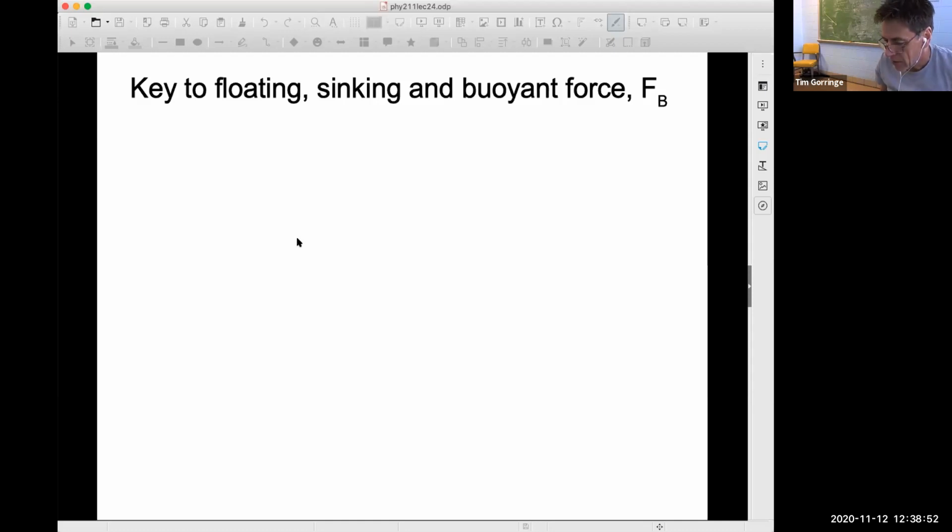Okay, so the key to floating and sinking is what we met in the last class, the buoyant force. And I'm going to give that the symbol F for force, subscript B for buoyancy. So the buoyant force is a category of force that appears when you have an object in a fluid. So it would be absent if we had the wood block, the steel block, the helium balloon, the water balloon in outer space in vacuum. But it's present when we have the wood block and the steel block in the water. That's a fluid. It's present when we have the helium balloon, the water balloon in air. That's a fluid too.